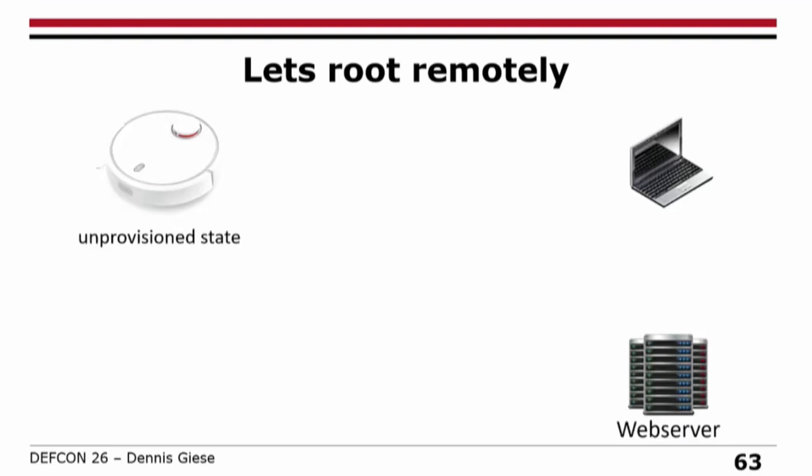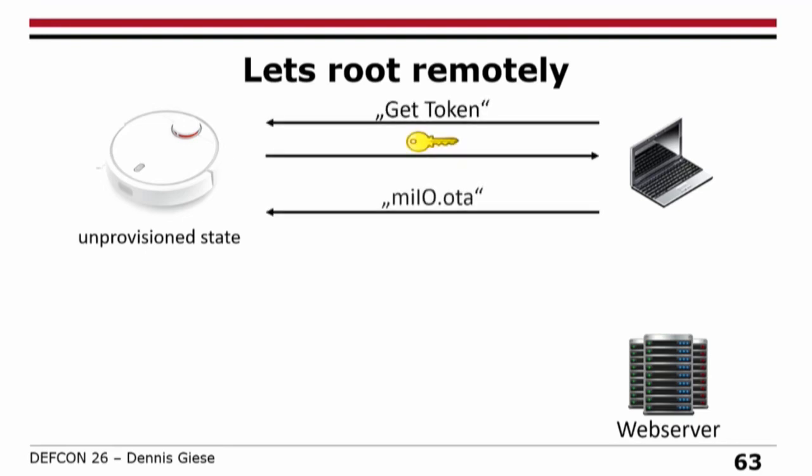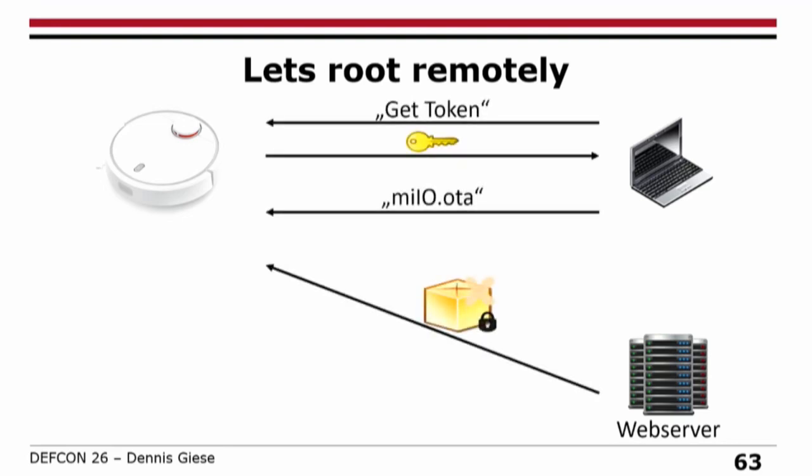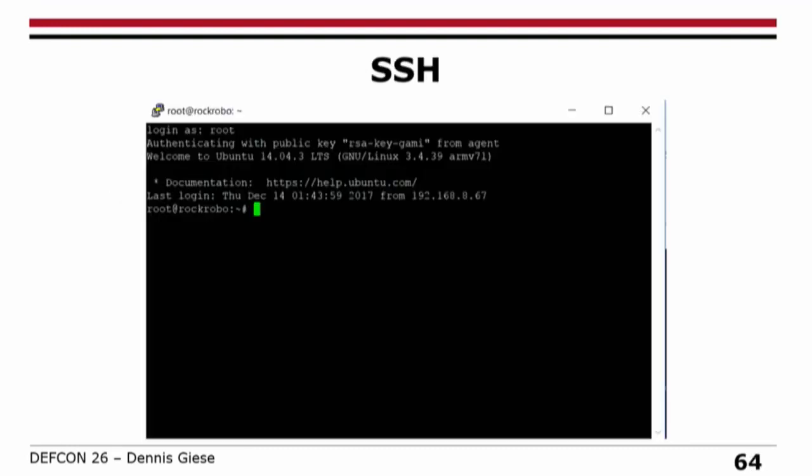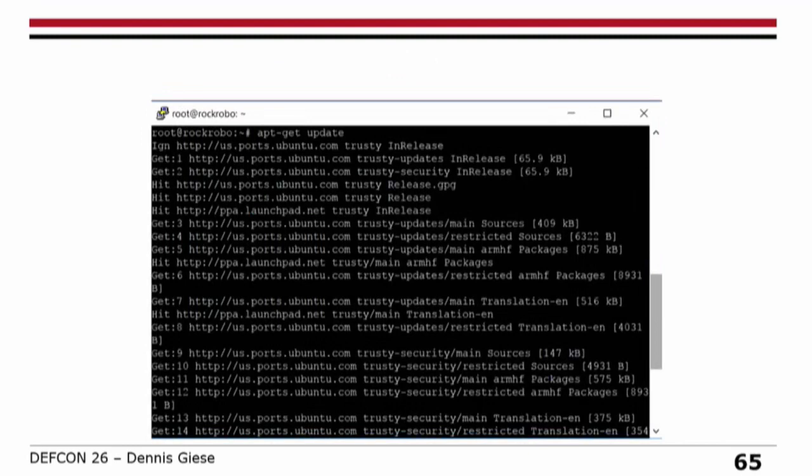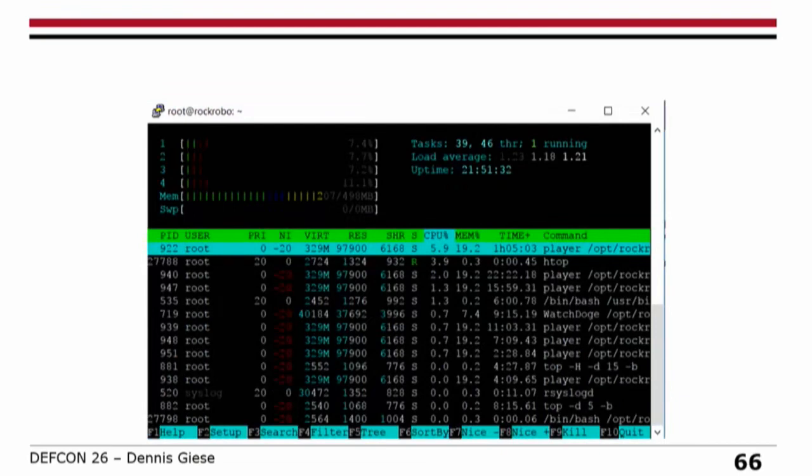We put our vacuum cleaner, for example, in the unprovisioned state. We ask it for the token, and then we send the update command to it, and it will happily update. At the end of the day, you can SSH to that. You can install all your software with apt-get update, for example, or install. Everything runs, and you can run everything.